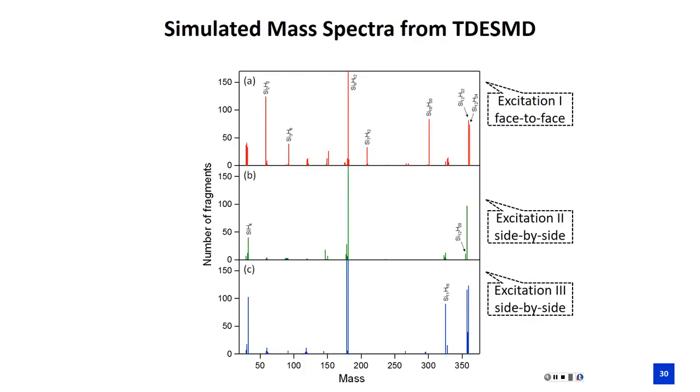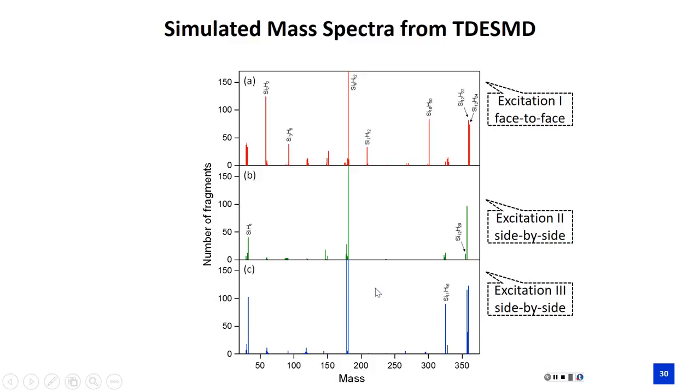Okay, so finally we can build a simulated mass spectrum. The dominant peak is the monomer, Si6H12. For the first spectrum, we also observe the dimer peak, Si12H24. But this dimer peak is missing for spectrum B and spectrum C.